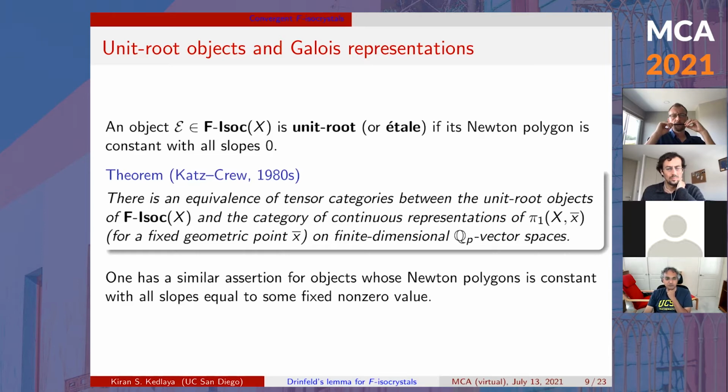There's a kind of twisted version of this statement for objects where the Newton polygon is constant and the constant value is a flat polygon with a single slope that's not 0. It's equal to some other value. There's a kind of twisted version of this that applies. It actually reduces to this statement. So roughly speaking, if you have a constant Newton polygon and it's isoclinic, it consists of a single line segment, then this object is related to some Galois representation.